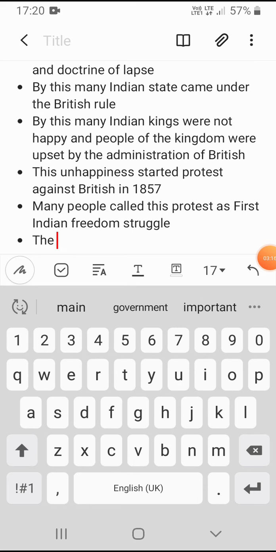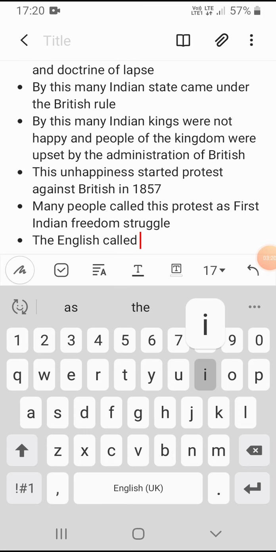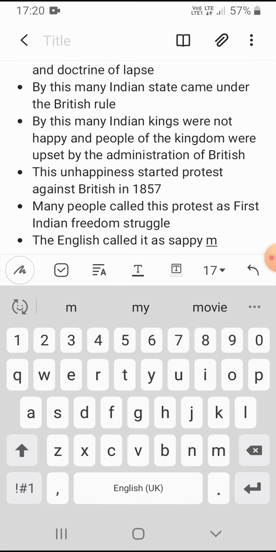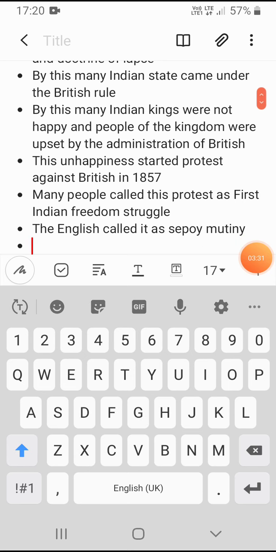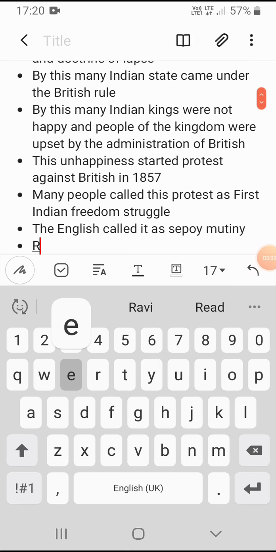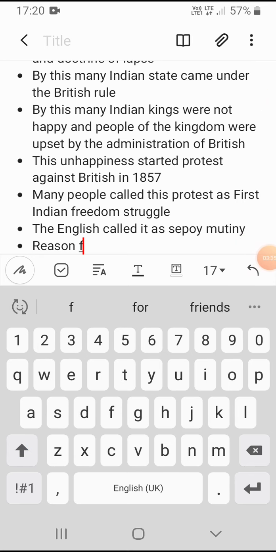The British called it the Sepoy mutiny. The next topic is the reasons for the first Indian independence war.